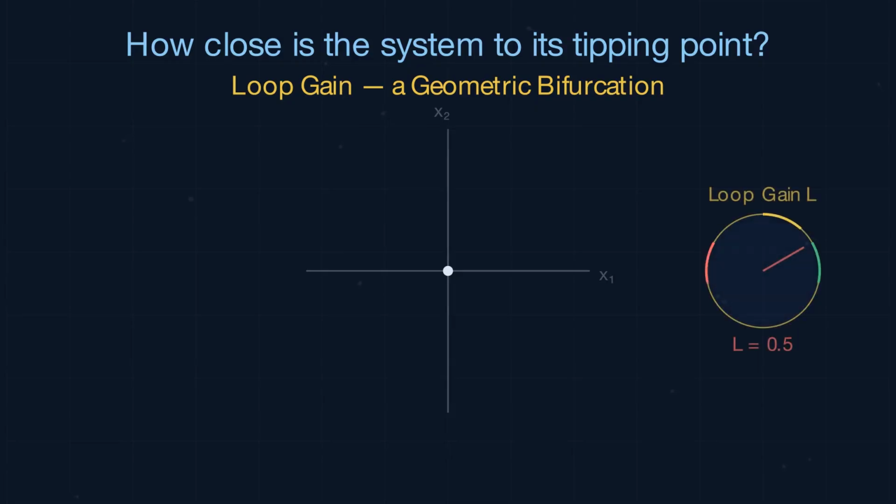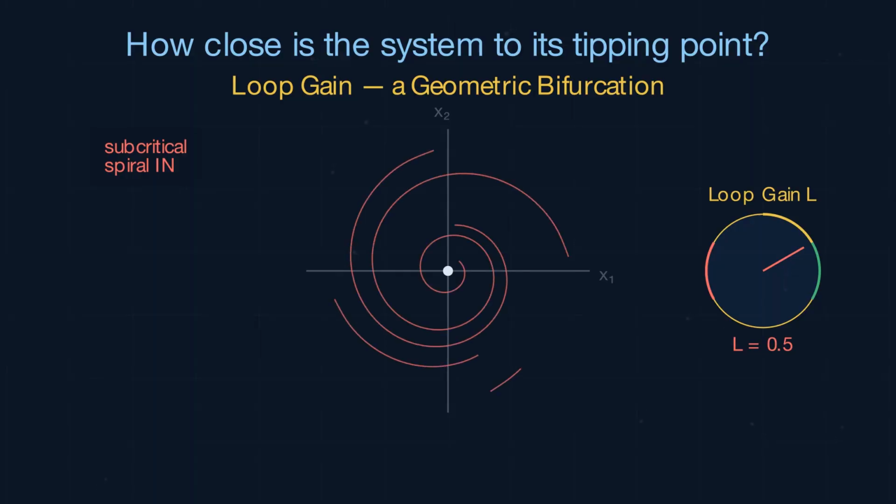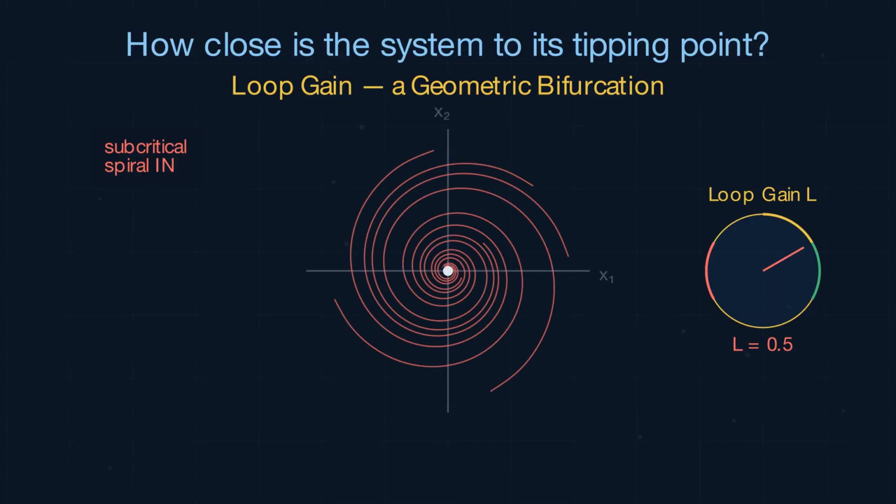Picture a phase portrait. 2 axes, 2 concentrations, x1 and x2. Every trajectory the system can trace through time is a curve on this plane. When the loop gain is below 1, subcritical, the flow looks like water draining to a single point. Every starting condition, no matter where, spirals inward toward the origin. The cascade decays. The system is quiet.